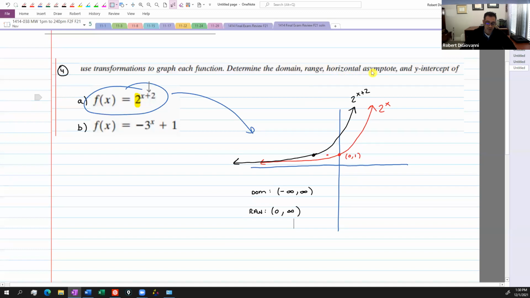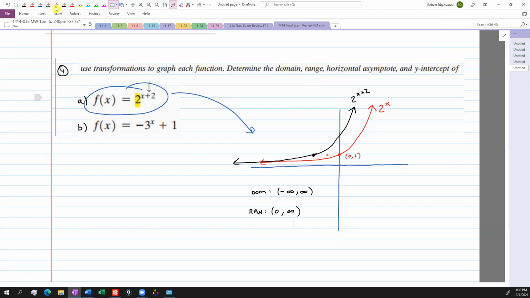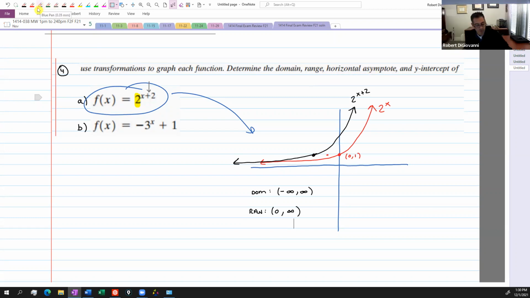Horizontal asymptote. So what's the horizontal asymptote? 0. It's y equals 0. Exactly. So the horizontal asymptote is going to be, you could say the x-axis if you want, that's fine. Or if you want, you can put y equals 0. Those are the same thing. It's a horizontal line.